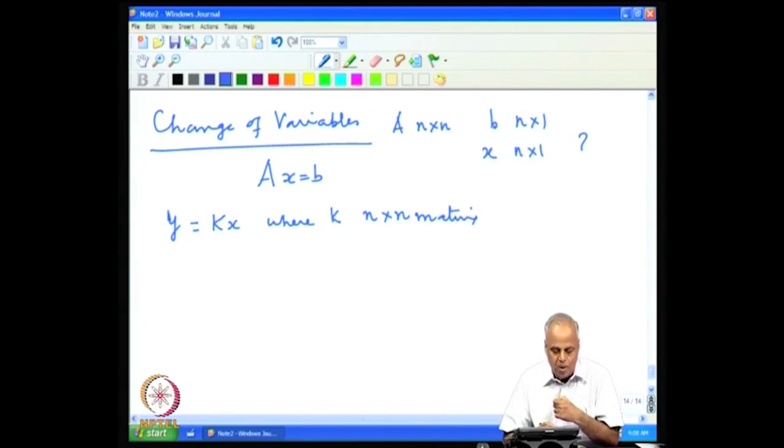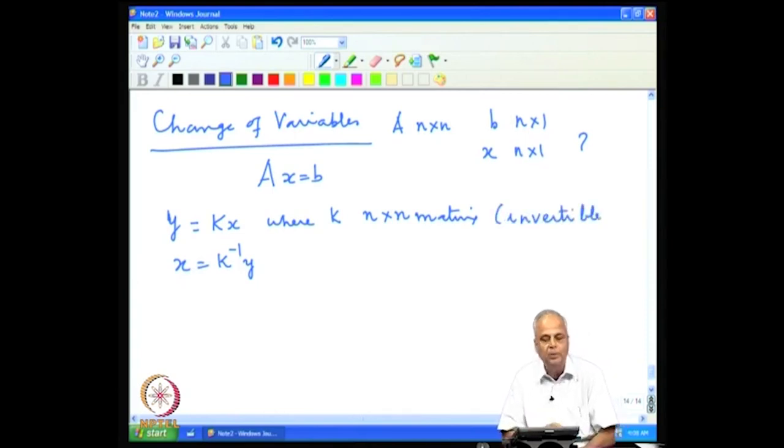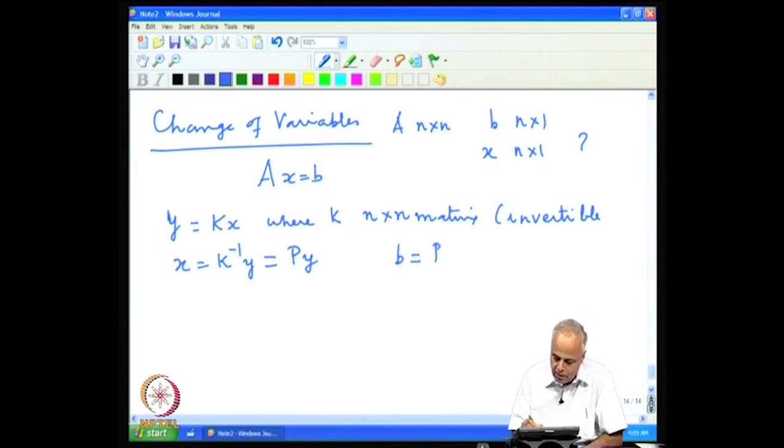How do I know x from y? Well, I would be able to write x is equal to K inverse y, provided K is an invertible matrix. So, we will say K is an n by n invertible matrix. So, we introduce a change of variables y equal to Kx, where K is an invertible n by n matrix, then x becomes K inverse y. Or in a standard notation, most of these books will use the notation Py. So, we will say x is equal to Py. Now, therefore, b also we can change as some Pz. So, we have introduced two changes of variables. Y will be the new unknown and z will be the new right hand side, new known.